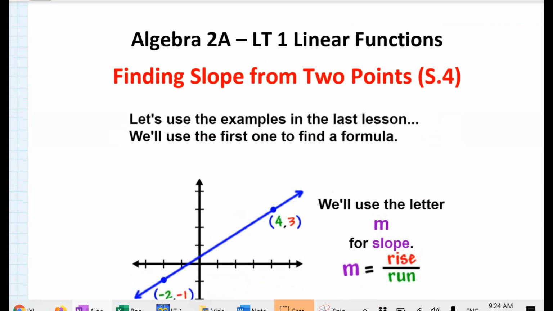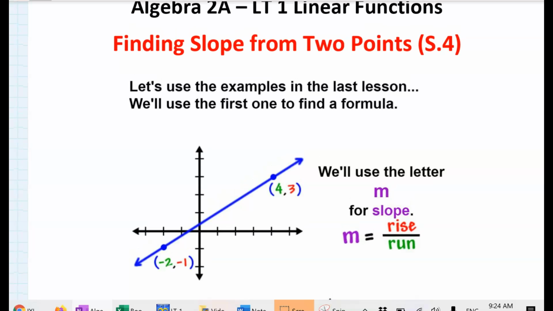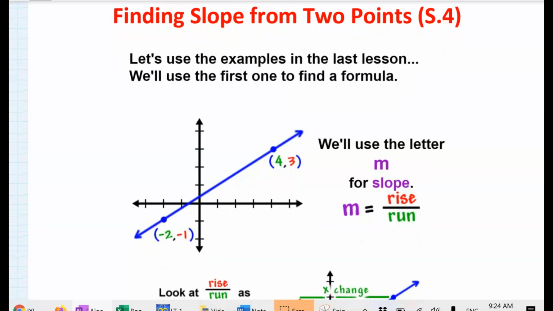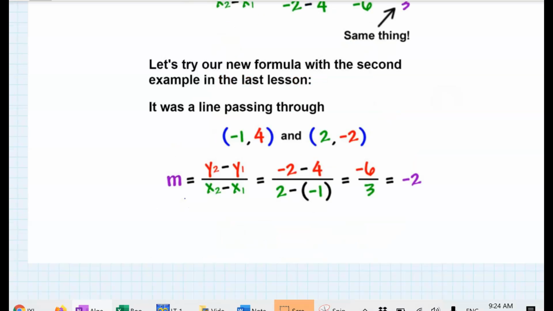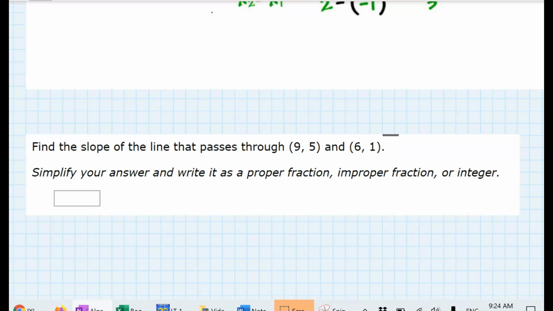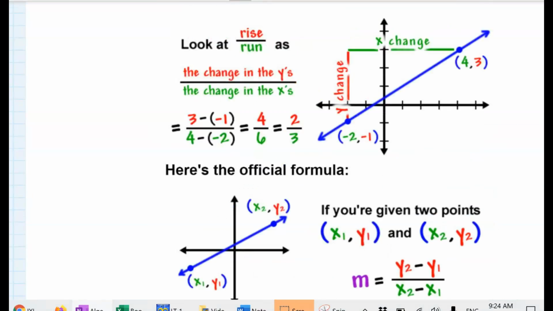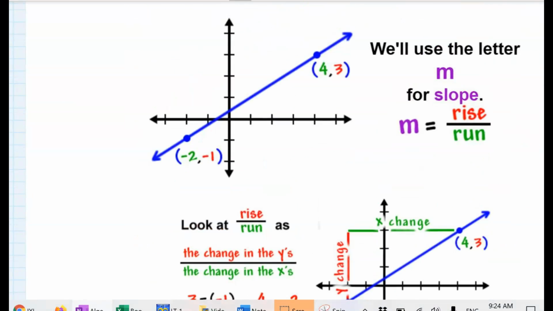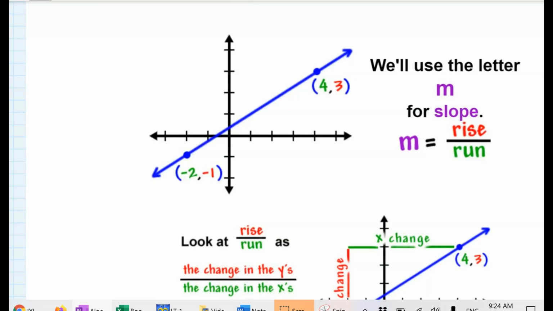So basically, let's start by using examples from the last lesson. We'll use the first one to find the formula. For this one, we're going to use a formula, because they're going to give us this kind of question. You could graph this point, and then graph this point, and then find the slope. But this is to show you how to do it without actually graphing it. But we're going to use the graph to get started.